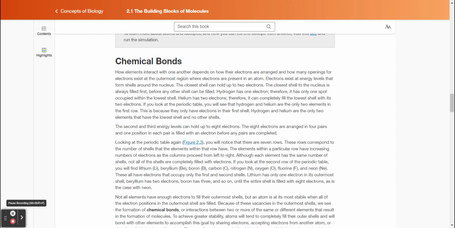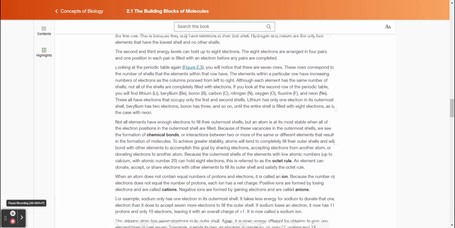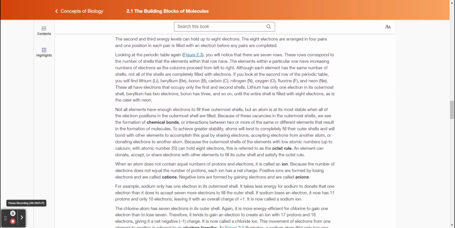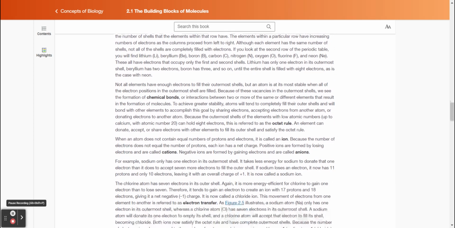If you look at the second row of the periodic table, you will find lithium, beryllium, boron, carbon, nitrogen, oxygen, fluorine, and neon. These all have electrons that occupy only the first and second shells. Lithium has only one electron in its outermost shell, beryllium has 2 electrons, boron has 3, and so on, until the entire shell is filled with 8 electrons, as is the case with neon.